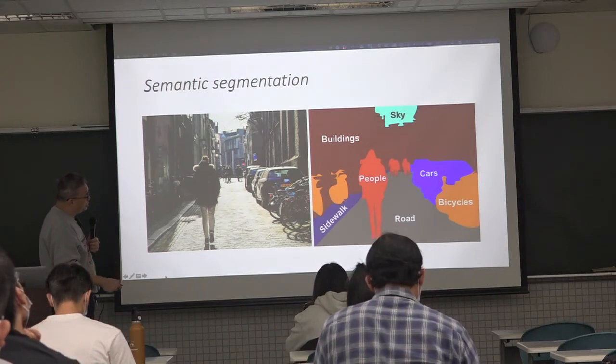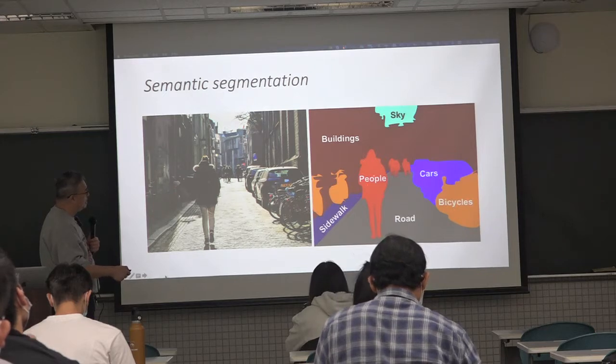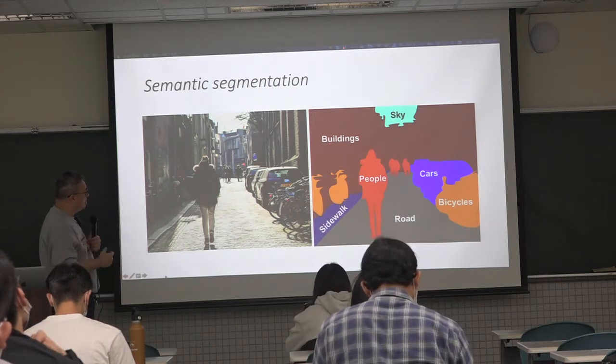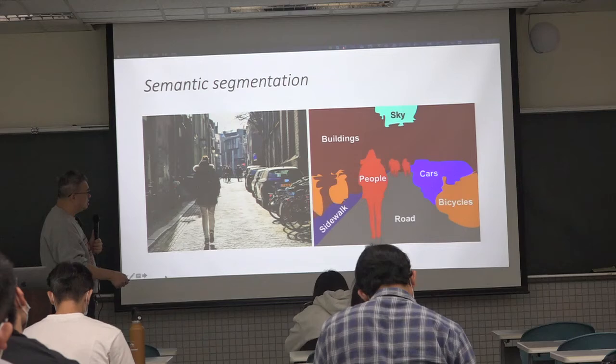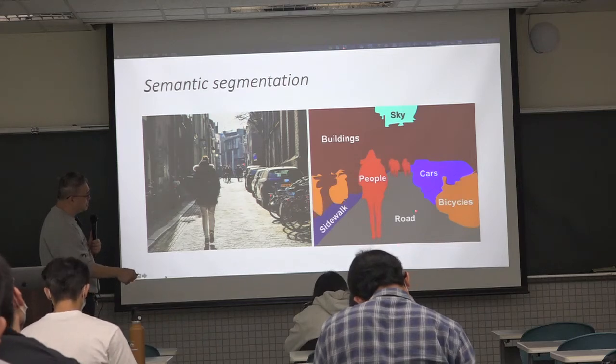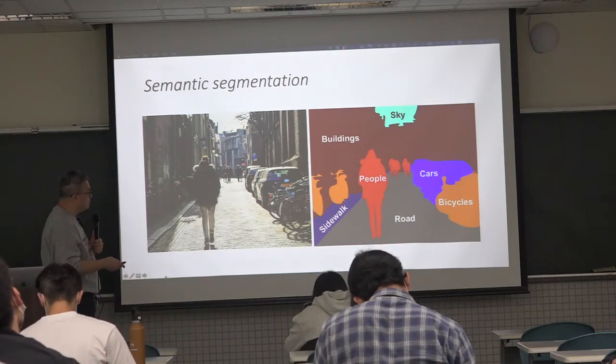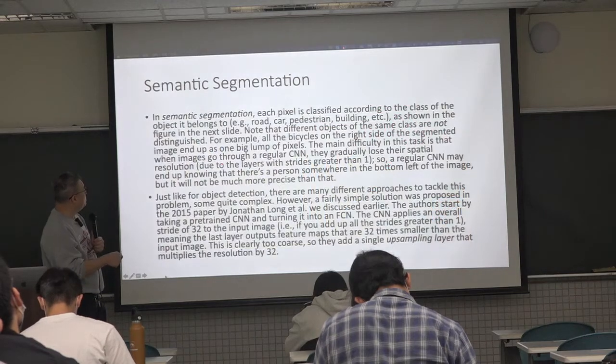For example, for the people class, the pixels are represented in red. For the building, the pixel is represented in brown. For road, the pixel is represented in gray, and things like that.